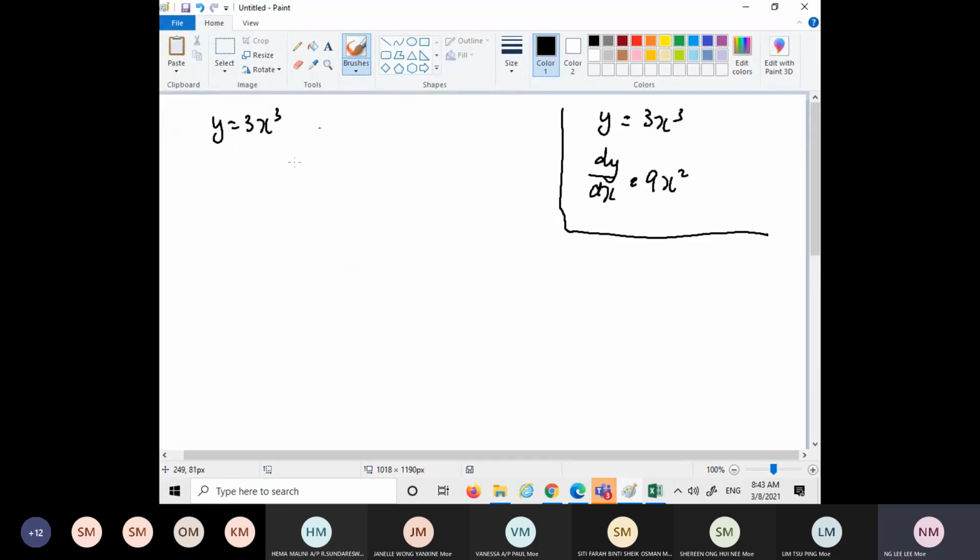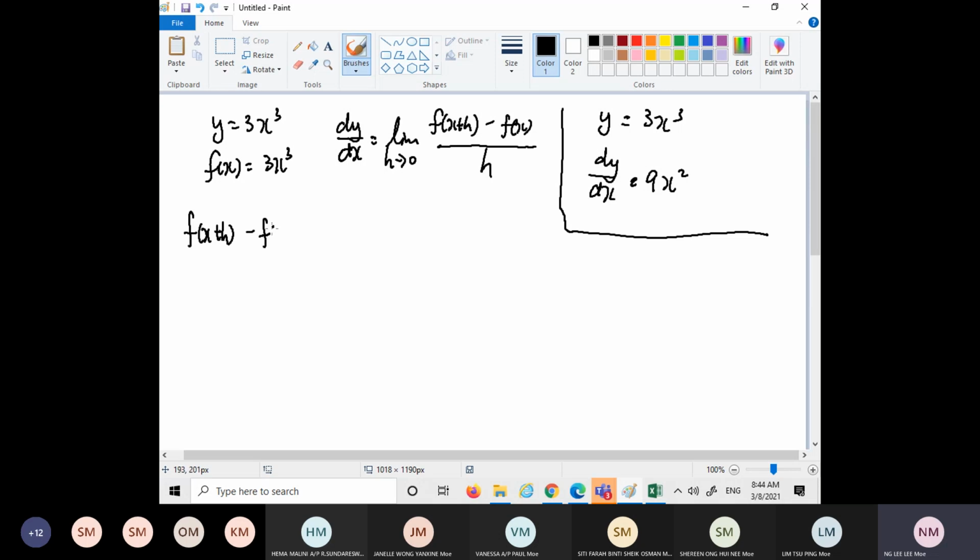Okay, now first principle. f(x) is 3x cubed. So I want to get the formula dy/dx equals the limit as h approaches 0 of f(x+h) minus f(x), divided by h. First, same thing, I get the numerator. f(x) is 3x cubed, so f(x+h) will be 3. When you see x, you have to write (x+h) to the power 3.